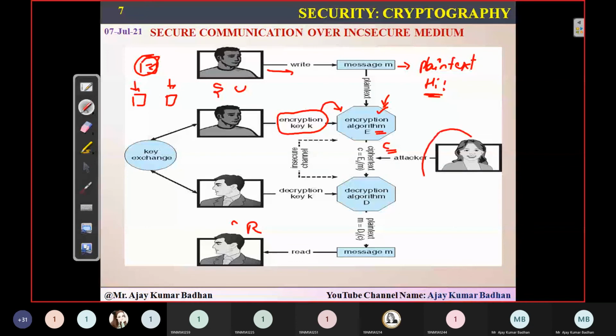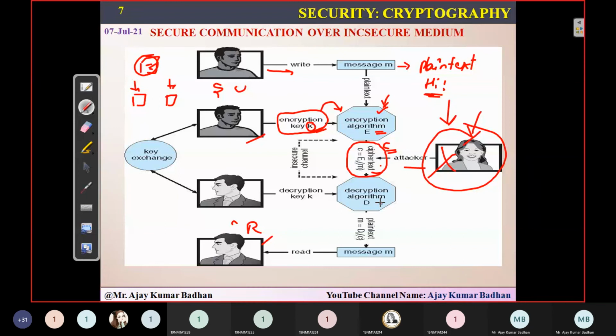Now, you can see there is an attacker here, the hacker, the cracker. Whenever he tries to hack the information while you're transmitting over the network, he will receive this message. What is the message here? Ciphertext, the encoded message. But this hacker will not have your key, because this key is with the sender as well as the receiver only. So the message he receives is the encoded message, and he will not be able to decode it. So he will not be able to hack it.